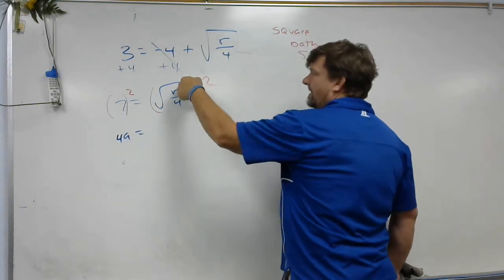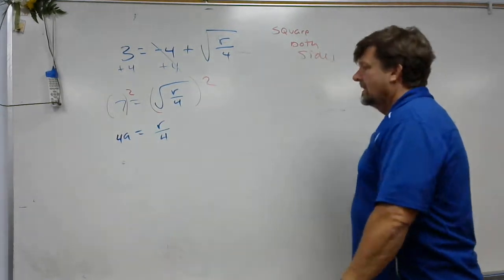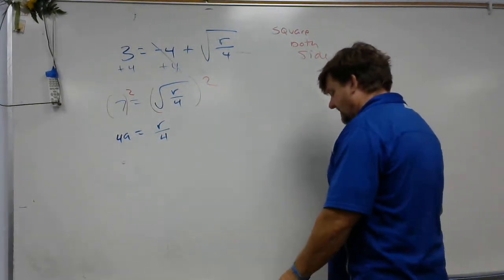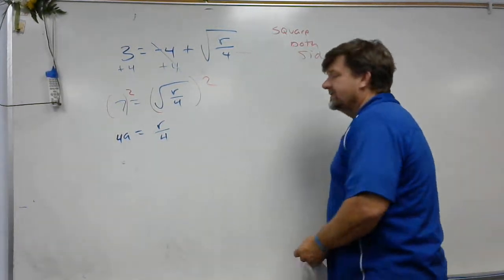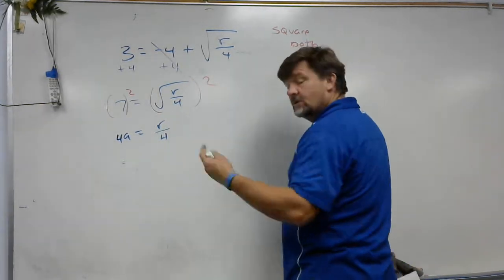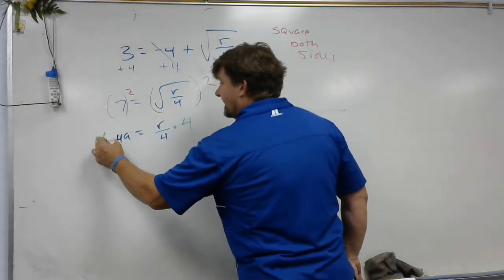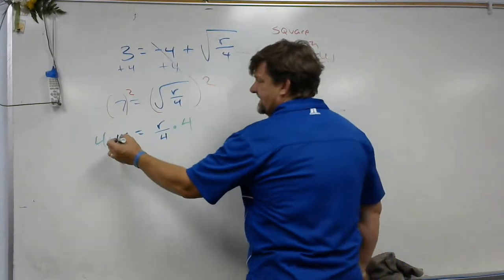The square of a square root is the root itself. So now I've got this piece right here. We're looking at a simple equation. How do I get r by itself? Well, I'm dividing, so to undo dividing, I've got to multiply. Multiplication is the game.